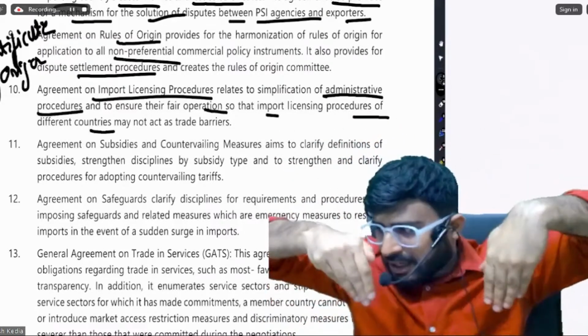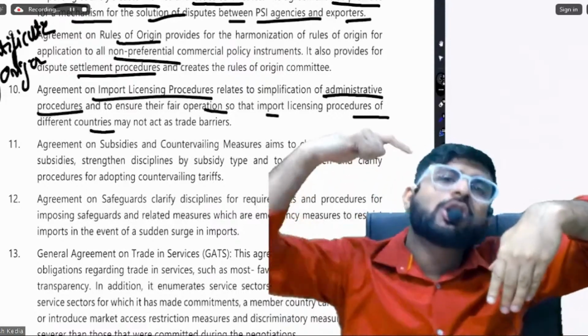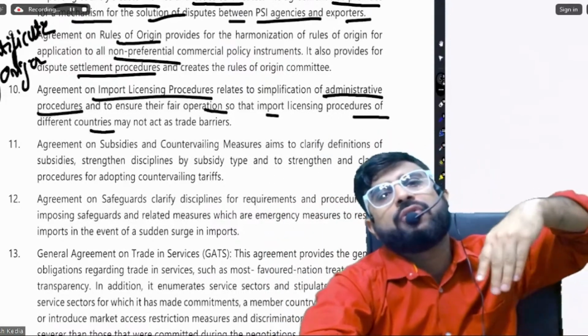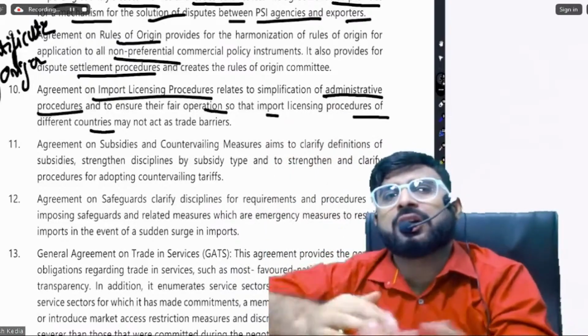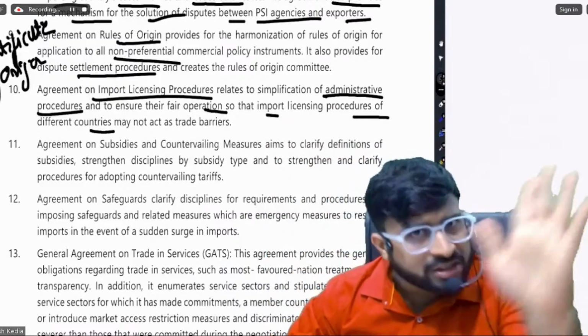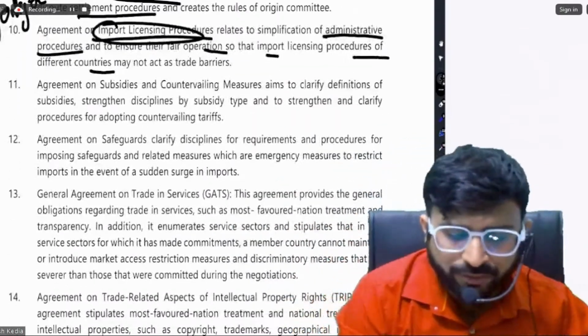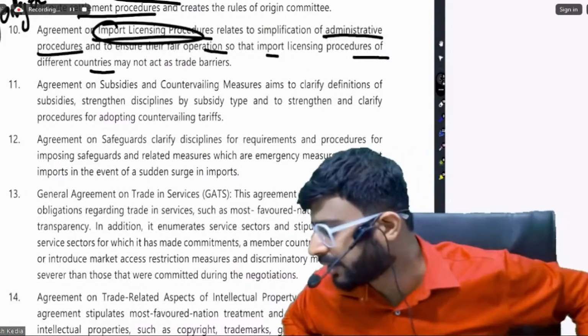If the government in my country makes the import regulation so stringent and so tough that I am unable to import, then automatically the exporting country will not be able to sell. So such kind of wrong practices should not prevail is being highlighted here.